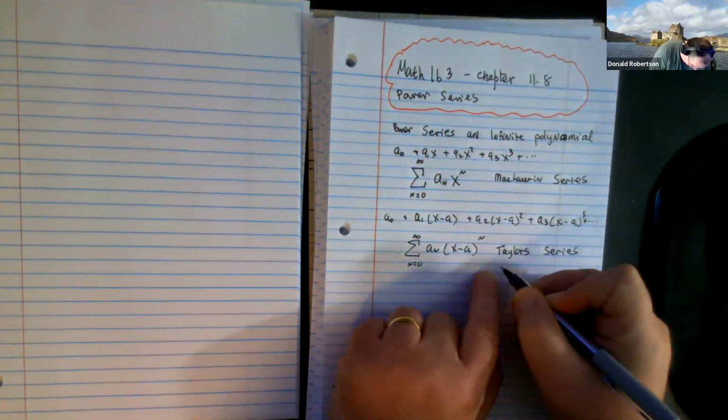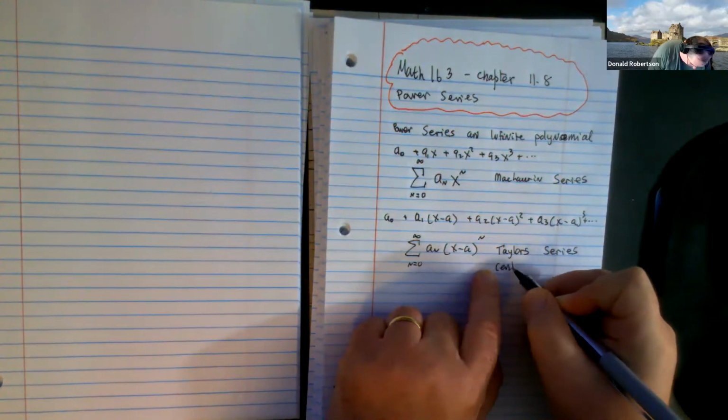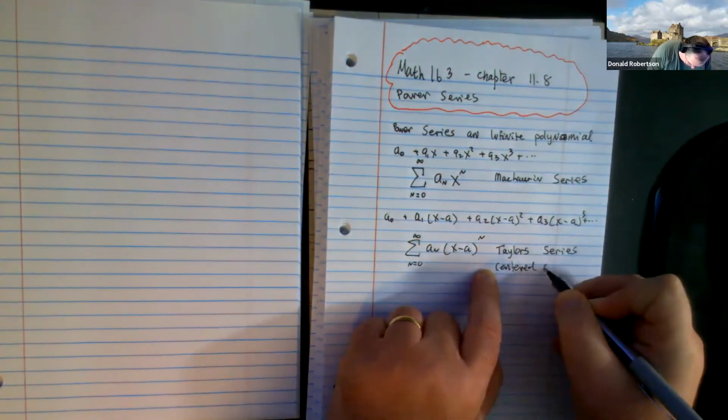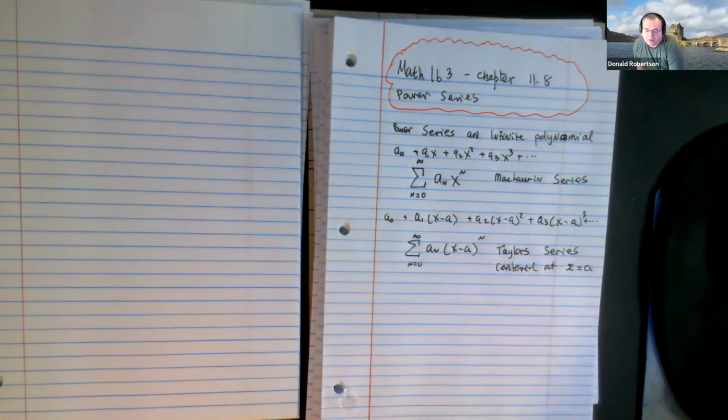centered at x equals a. So I'm just getting you used to the terminology. So there are two basic power series. Either it's a Maclaurin series or it's going to be a Taylor series centered at x equals a.